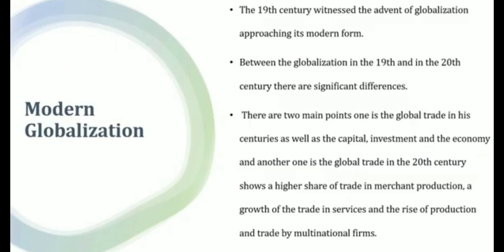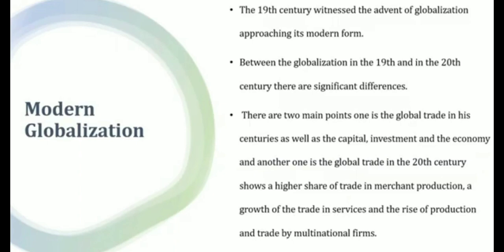So what do you know about this modern globalization? It was started in the 19th and the 20th century. But there is a lot of difference between the 19th century and the 20th century. Okay, so there are two important points. In the 19th century, only capital investment and the economy happened. These three things only happened during the 19th century.